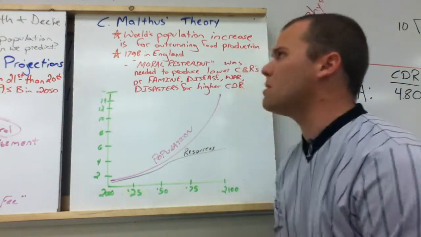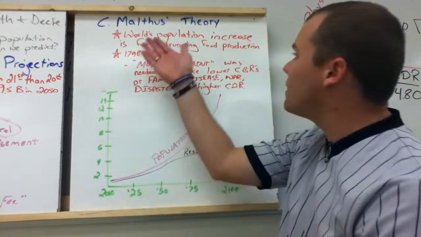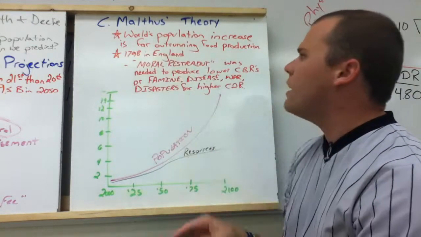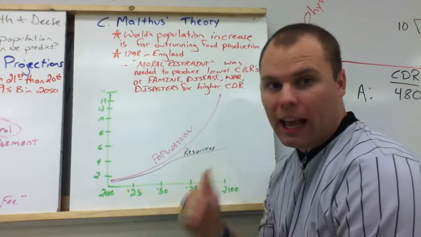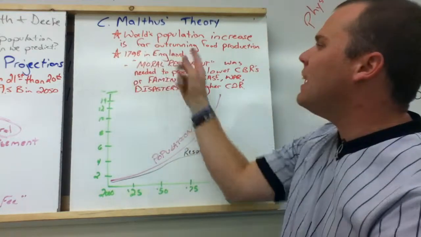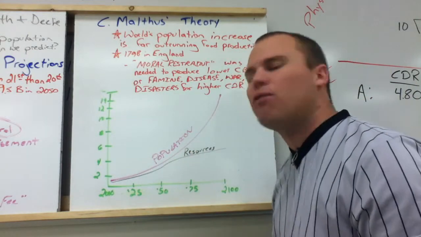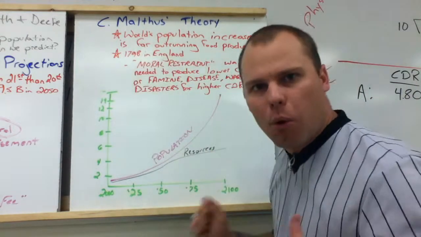Next, we're moving on to Thomas Malthus's theory. He has a theory on world population, and he says that world population increase is far outrunning the food production. He came up with this theory in 1798, in England. He says that there needs to be moral restraint, that morals need to be set forth that say we don't need to have more kids.